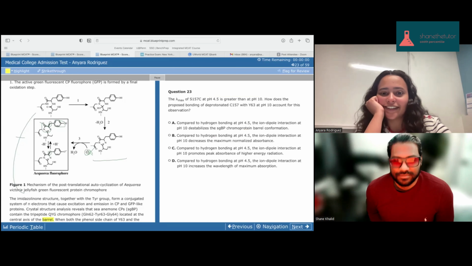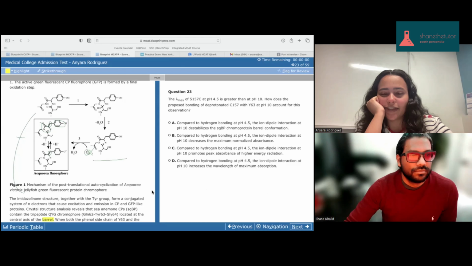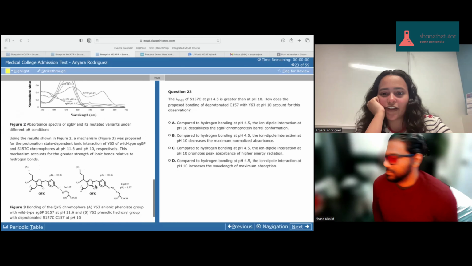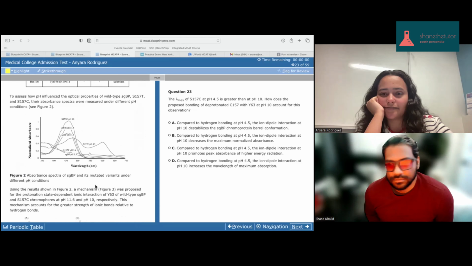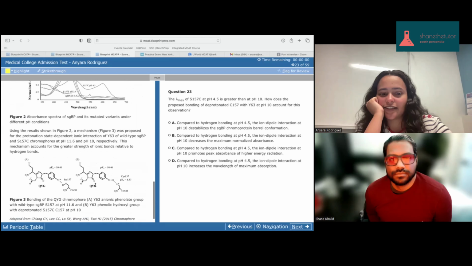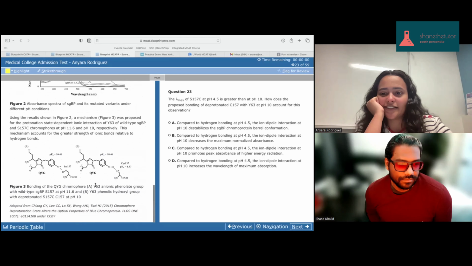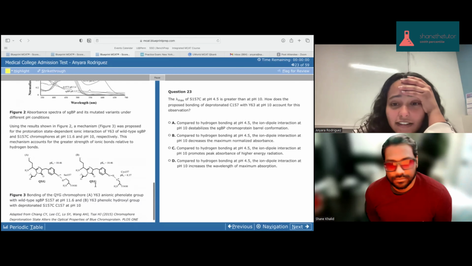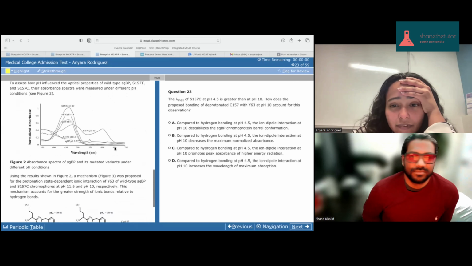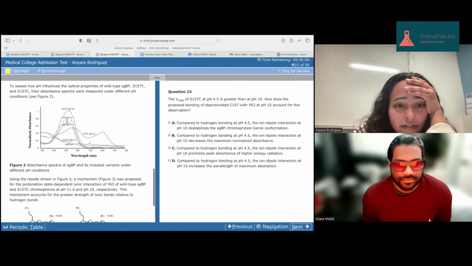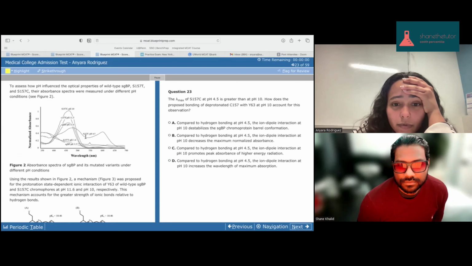Okay. Lambda max of S157C at pH 4.5 is greater than at pH 10. How does the proposed bonding of the deprotonated residue with Y63 at pH 10 account for this observation? S1.5, pH 10.